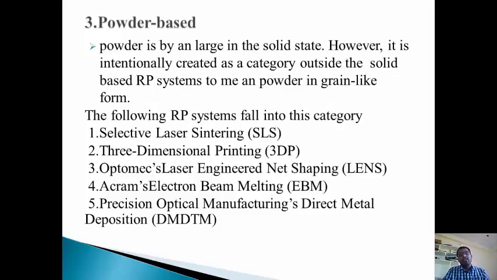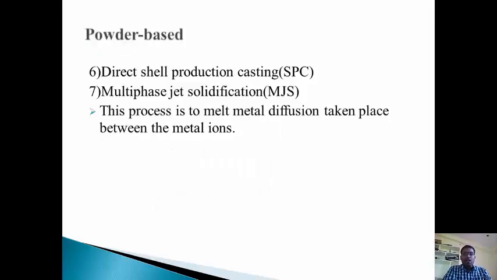The third process is powder based. In the powder based process, the material is by and large in a solid state, in grain-like form. The following are examples of powder based processes: selective laser sintering, three-dimensional printing, laser engineered net shaping, electron beam melting, optical manufacturing, direct metal deposition, direct shell production casting, and multi-phase jet modeling.